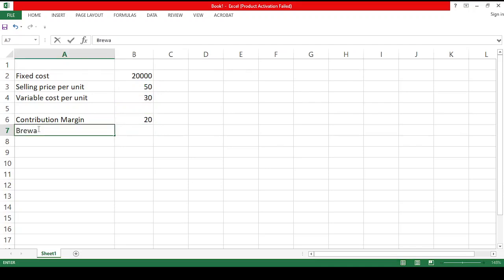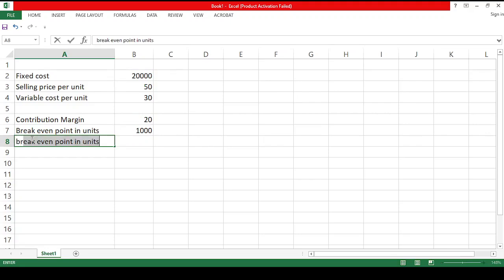So the break even point in units, that's going to be the fixed cost divided by the contribution margin. So that's this divided by this. So that's 1,000. So let's try and get the break-even point amount, like the real revenue required to cover the cost of the operations of the business.